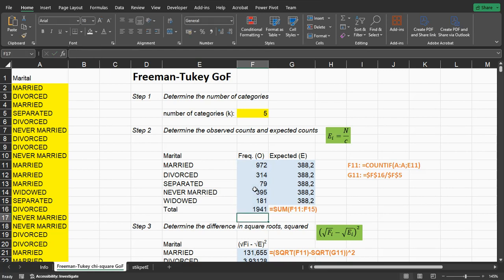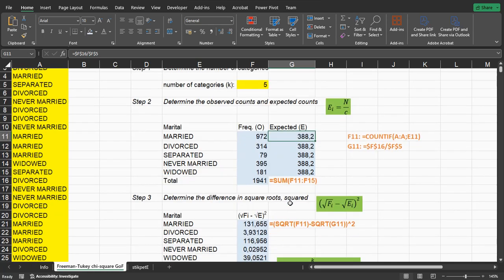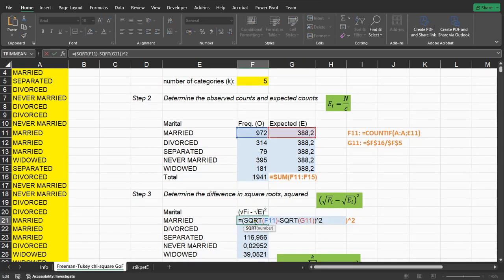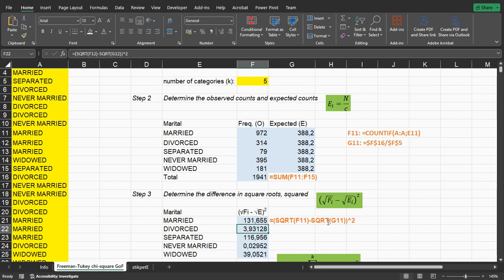Then we need to subtract the square root of this one and this one from each other, which you can see here, and then square that result. So we can simply use the square root function twice and then use this radical sign, I think it's called a radical sign, and a 2, and that should give you those results.